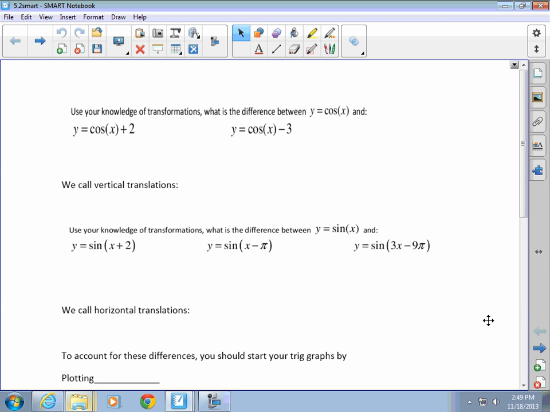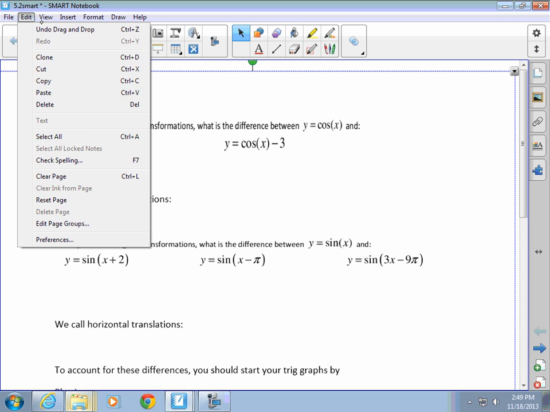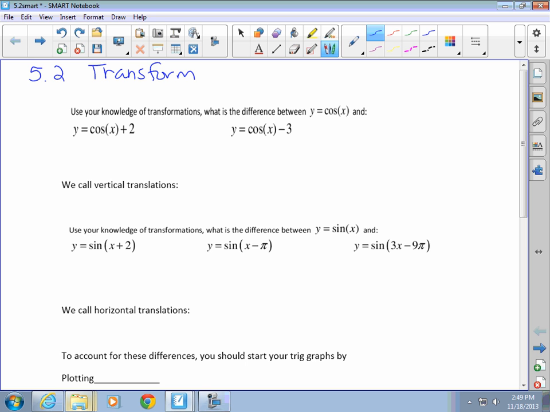So this should actually say section 5.2, transformations of sinusoidal functions, basically just transformations of sine functions. And when they say sinusoidal, that covers both sine and cos. So I'm just going to put transformations. So it says, use your knowledge of transformations.